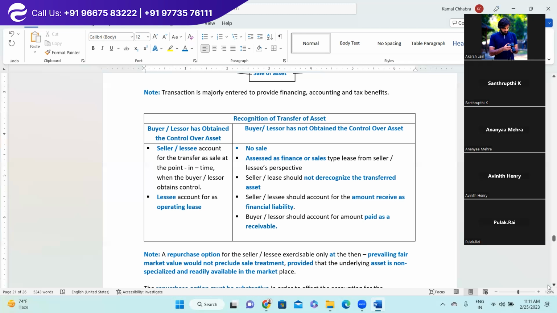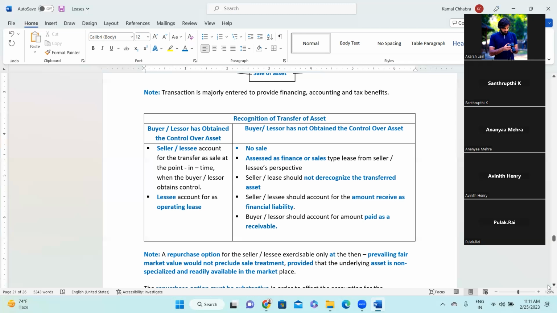And then when that person is taking that asset back on a lease, we need to assess whether that lease is an operating lease or a finance lease. Most of the time it is an operating lease, because if the buyer is not getting control over the asset, that means it is for a temporary period. If it is for a temporary period, month on month or day on day, then it will be considered an operating lease.